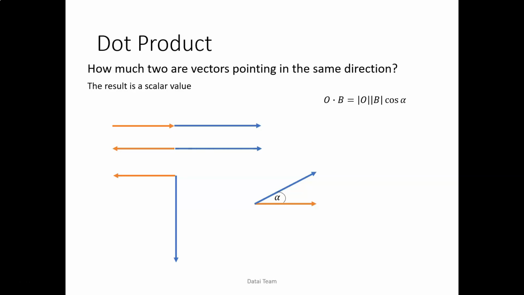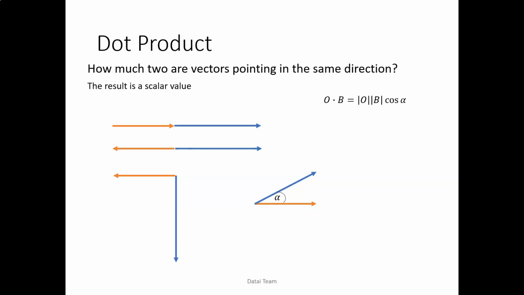For example, here we have the orange vector and the blue vector, and in the first scenario the orange vector and the blue vector are pointing in the exact same direction. So the dot product is length of O times length of B times cosine alpha. As you can see here, alpha is the angle between them. In the first example, alpha is equal to 0, so cosine 0 is equal to 1. So the dot product is equal to the scalar product of their lengths.